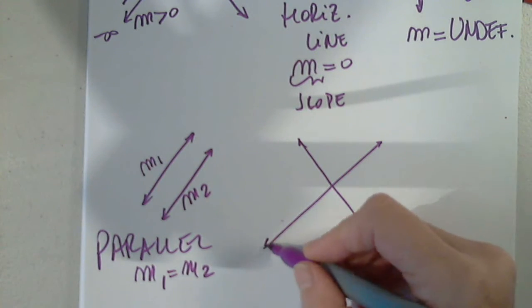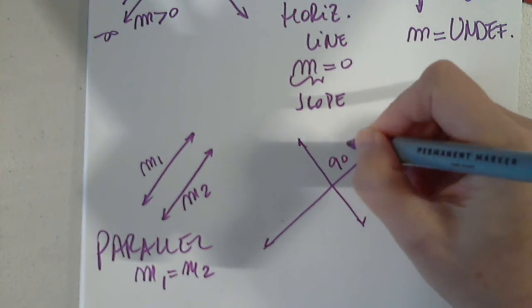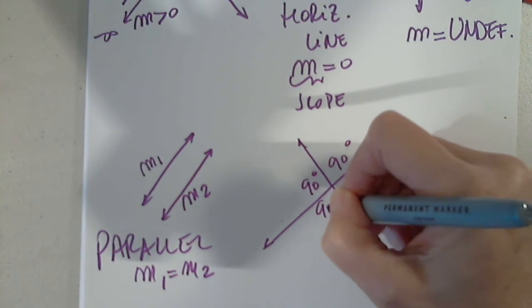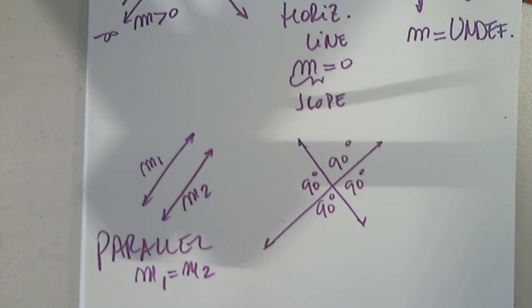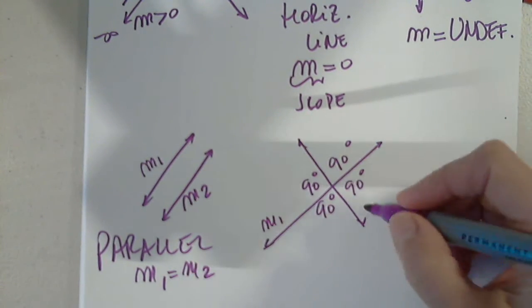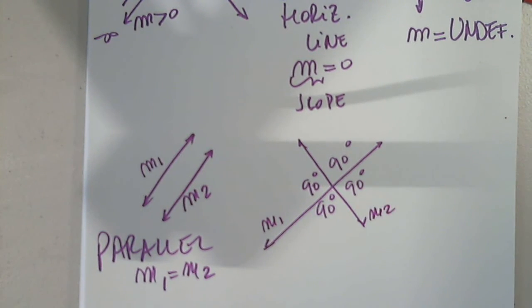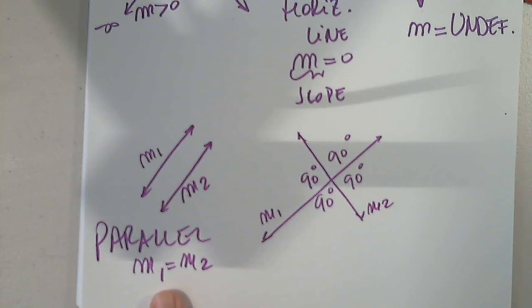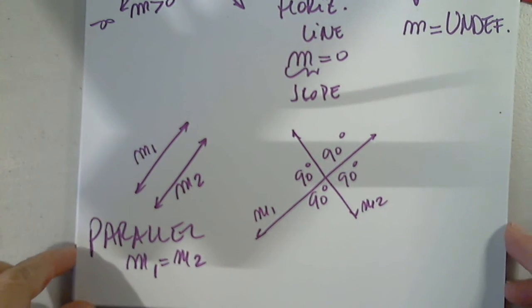Now, here these two lines are perpendicular, meaning they are forming 4 90-degree angles. So I'm going to say that this line has slope M1, let's say this one has slope M2. The relationship is not this. The relationship is very different. I prefer to say, because it's easier for me and shorter, but you may say, no, I want to stick with what I learned a long time ago, which is absolutely fine, and it's the same thing.